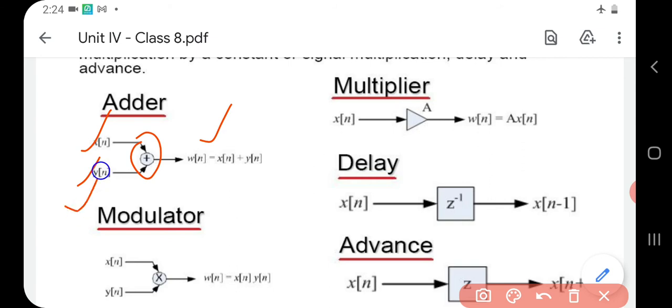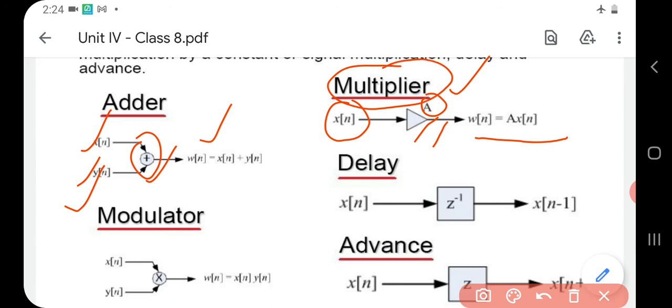See how it is represented. The addition symbol is there. So the adder is a symbol used just for the purpose of addition. Now let us see the multiplier. You have a discrete sequence x of n, you multiply it with a constant, say a, and the output will be a into x of n. This is the representation for a multiplier. Here you are not multiplying two sequences; instead, you are multiplying a sequence with a constant. If that is your purpose, then you can use this particular symbol.